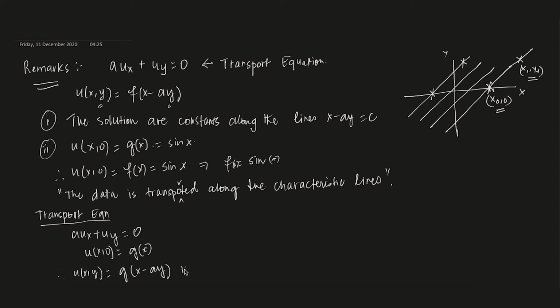These are solutions. So basically I should write u of (x, y) equals g of x minus ay. It's a general solution of equation 2.